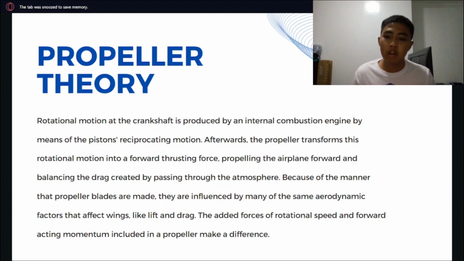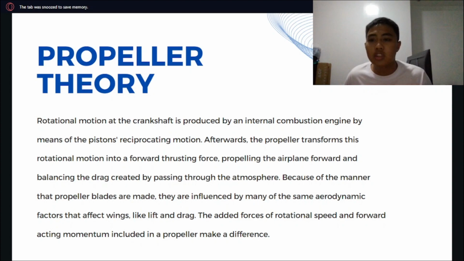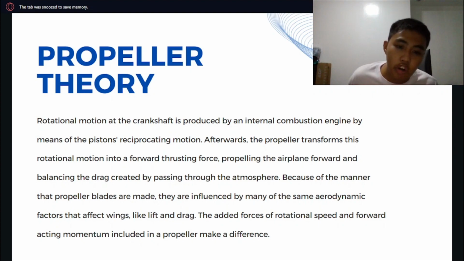Because of the manner in which propeller blades are made, they are influenced by many of the same aerodynamic factors that affect wings, like lift and drag. The added force of rotational speed and forward-acting momentum included in the propeller make a difference. So this theory explains how a propeller creates a forward motion or a thrusting force by the difference in pressure through the airfoils of an airplane.